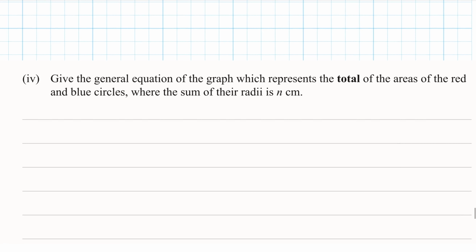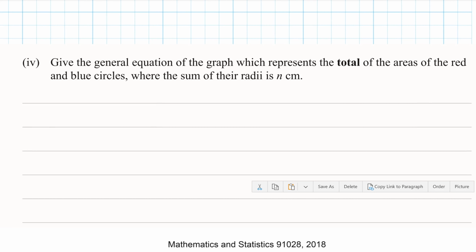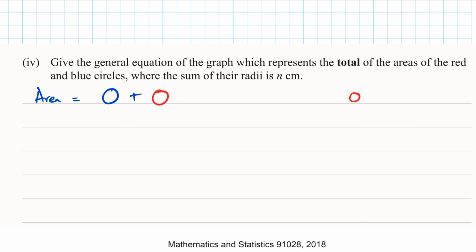Okay, so what they now have is that last part of this question where they want the general equation for the total of the areas of the red and blue circles where the sum of the radii is n centimeters. I'm going to go back to that first table that we had, but rather than that, I'm going to look at it like this. So the area of the 2 circles is the blue circle plus the red circle. And I think this is similar to what we did in the MCAT as well.